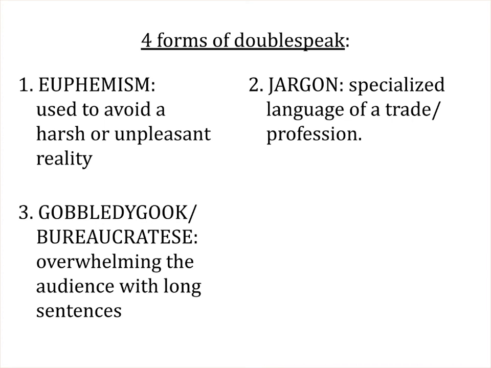Gobbledygook or bureaucratese is when words are piled up, they overwhelm the audience with long sentences. This is sometimes the result of carelessness or sloppy thinking, like when y'all turn to a thesaurus when writing a paper in a desperate attempt to make that paper longer. Sometimes, though, bureaucratese is used to provide the appearance of communication or clarity when none actually exists.